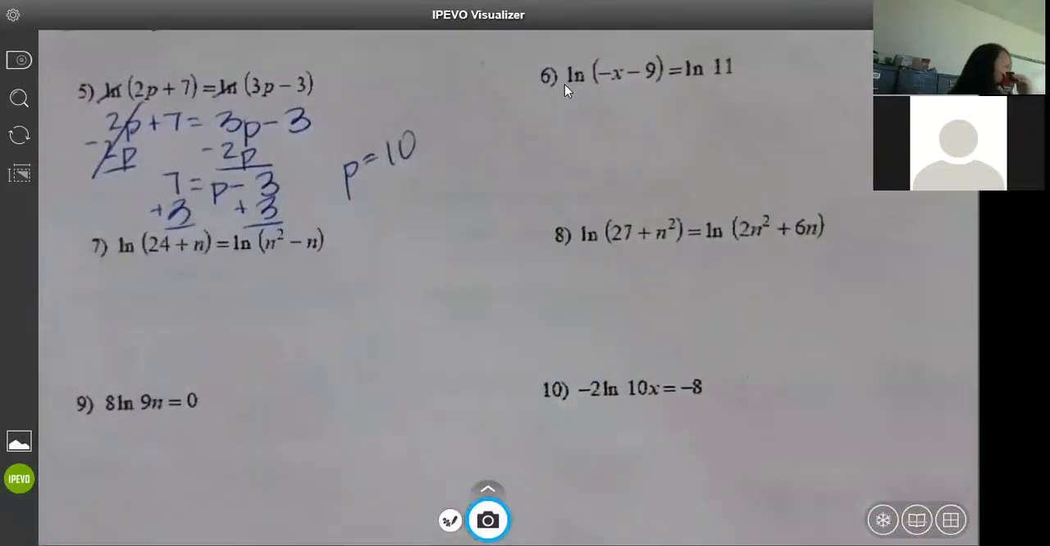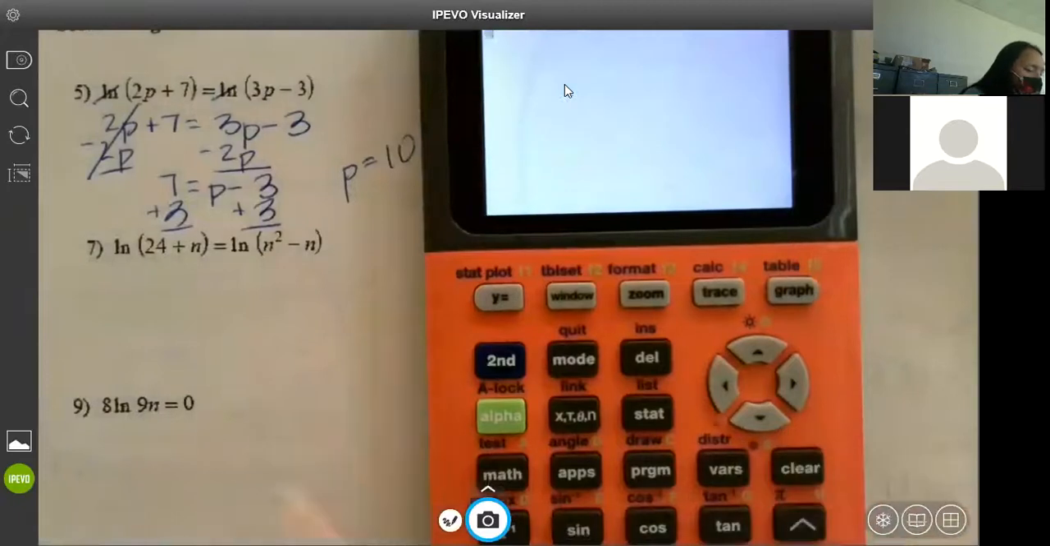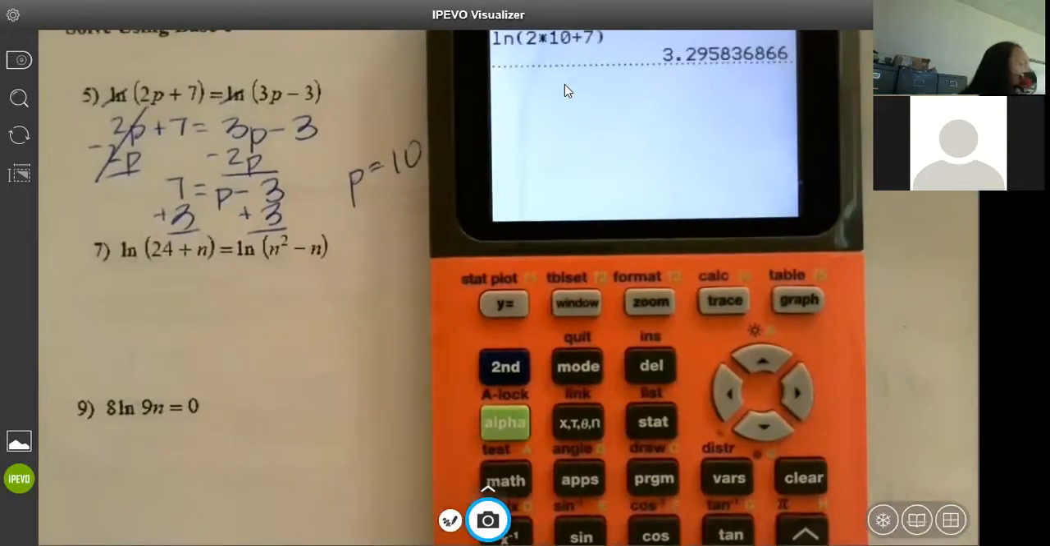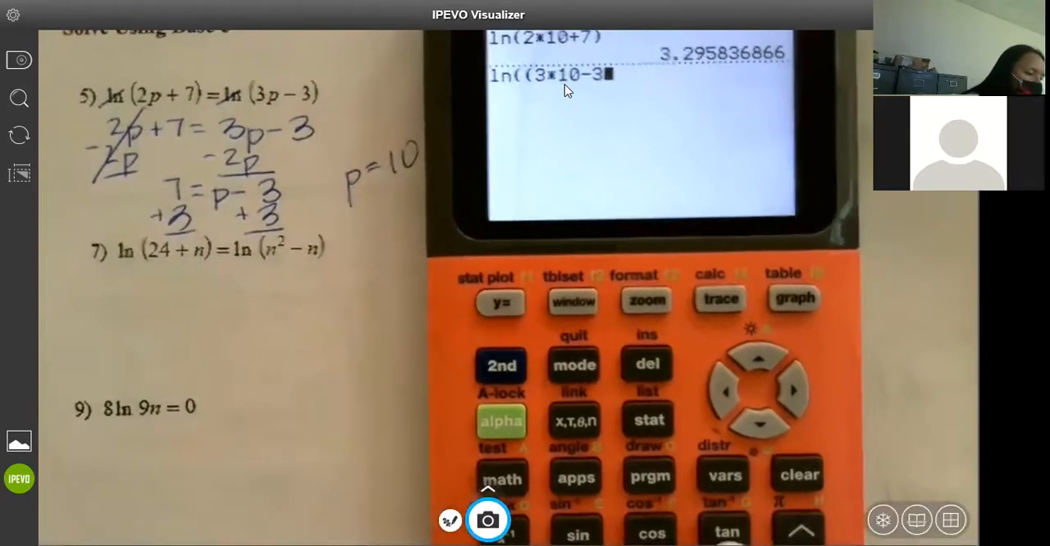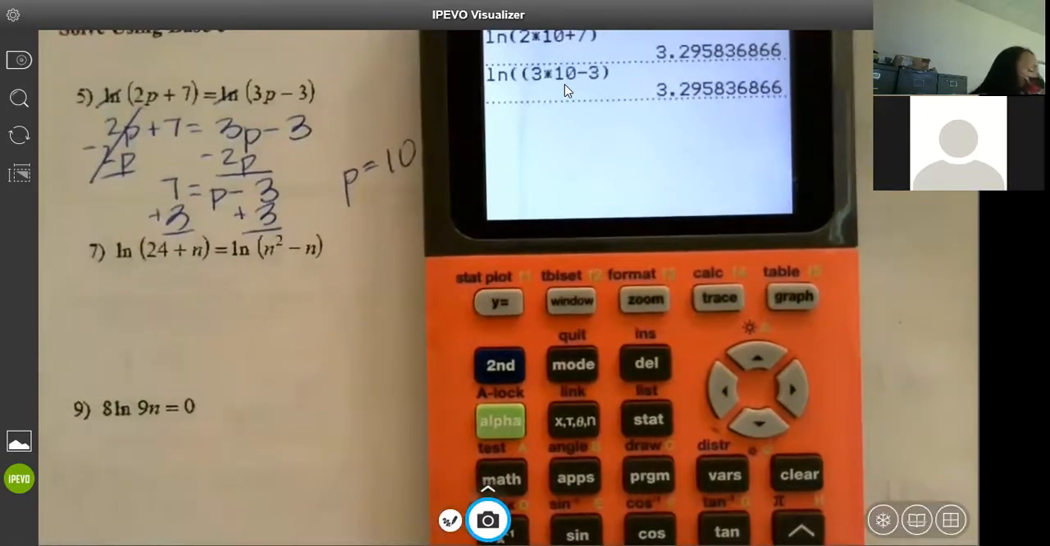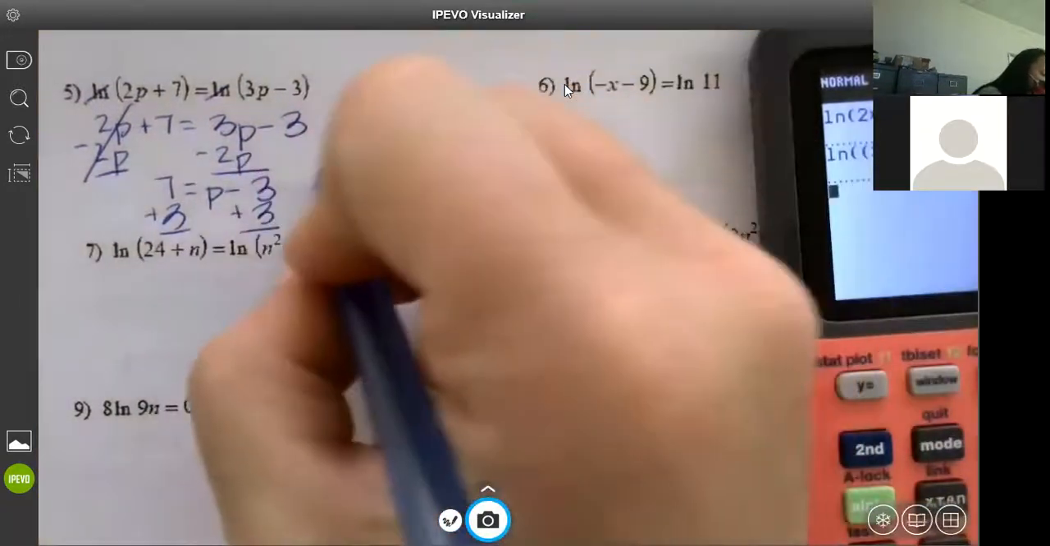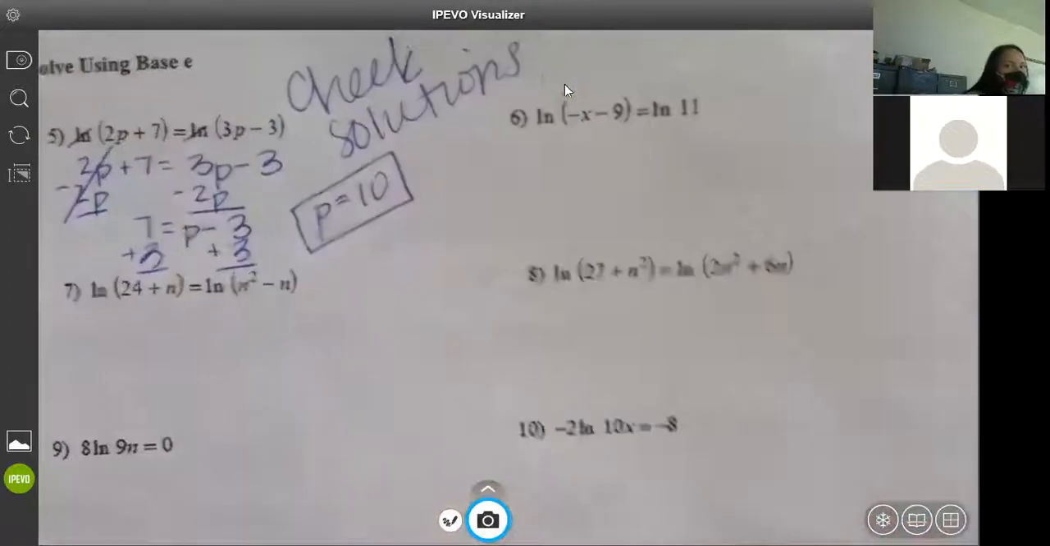Now, remember, these are logs. Exponentials, you don't have to check. Logs, you do. So here's all you have to do. Put it into this side if you want to put it in. ln of 2 times 10 plus 7. Make sure it gives you a whole number. It doesn't give you an error. So the other side, ln of 3 times 10 minus 3, it gave you a good number. So this one does work. So make sure you check. We don't want extraneous solutions. We don't want it to mess it up. So check those solutions.